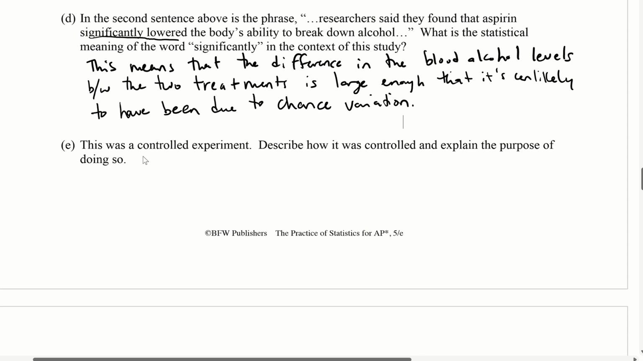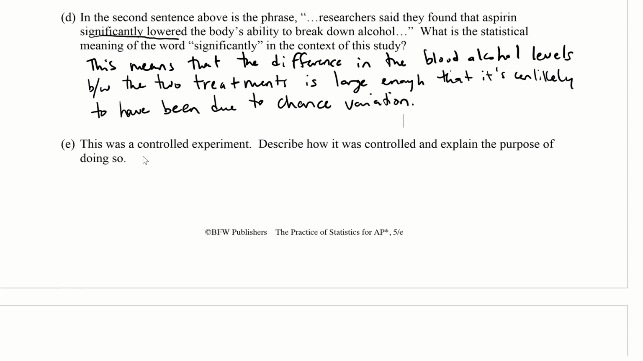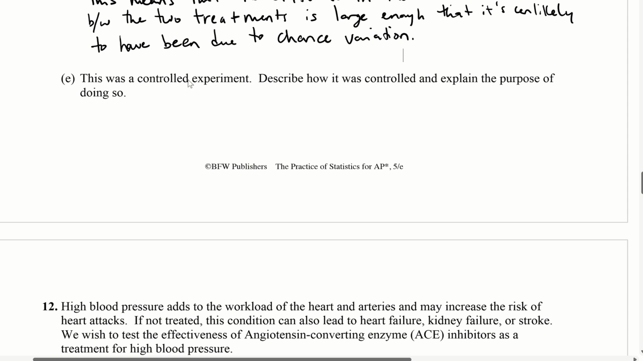All right, so part E. This was a controlled experiment. Describe how it was controlled and explain the purpose of doing so. So each subject is their own control, right? Because you're using treatment A on the same person, and then treatment B on the same person. By doing that, you're able to control lots of variables. You use them as their own control group, and then compare the blood alcohol under both treatments. This allows you to isolate aspirin from any other variables, because you're doing it on the same person.